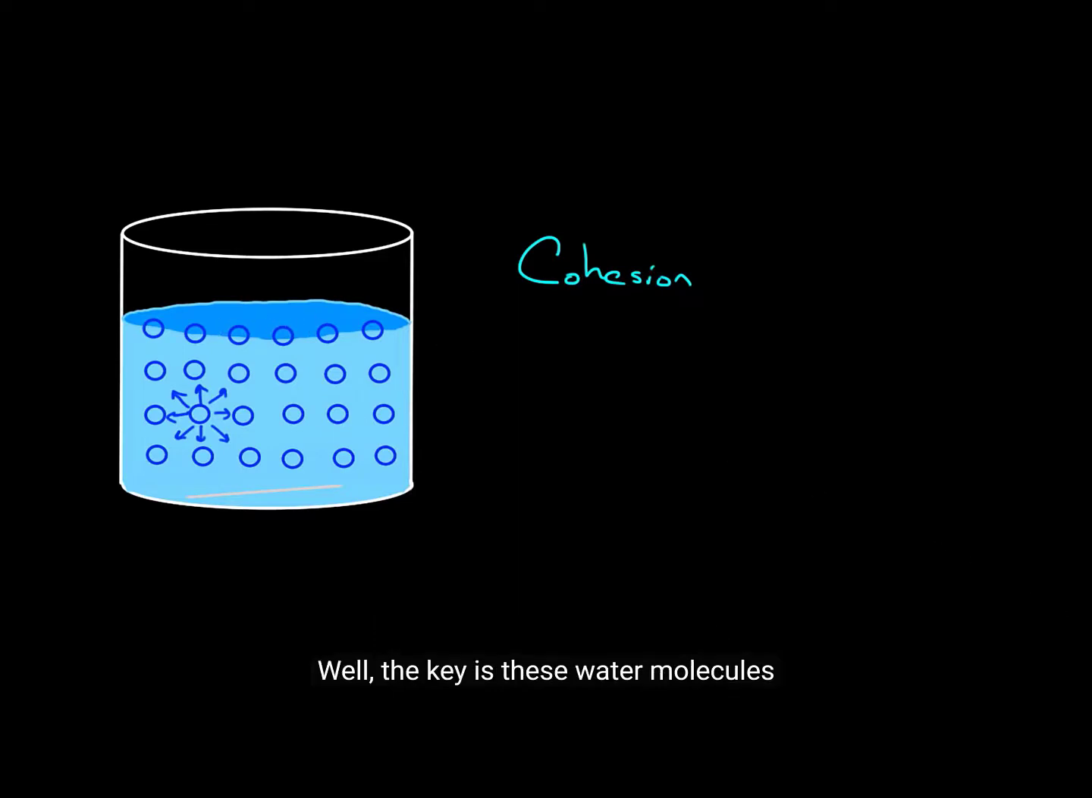Well, the key is these water molecules would like to bunch together. They want to group together if they can. So what would this water molecule do? I mean, which way is he going to go? How does he pick which one to group with? There's a problem. Here in the bulk of the liquid, he can't decide.